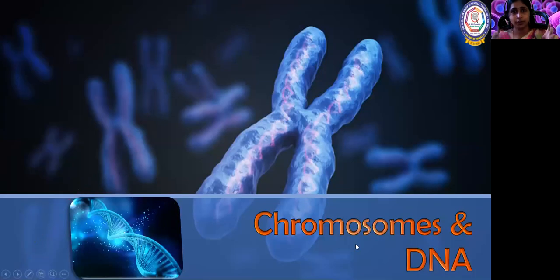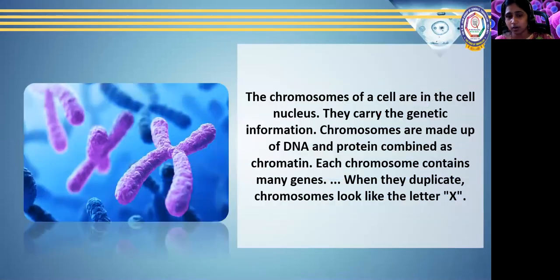So now we are going into the nucleus. In that, I said, the chromatin is a thread-like structure. And that chromatin, when it is condensed, you can see that the condensed form is nothing but the chromosome. So we'll see about the chromosome and DNA. The chromosomes of a cell are in the cell nucleus. They carry genetic information. The chromosomes are made up of DNA and protein.